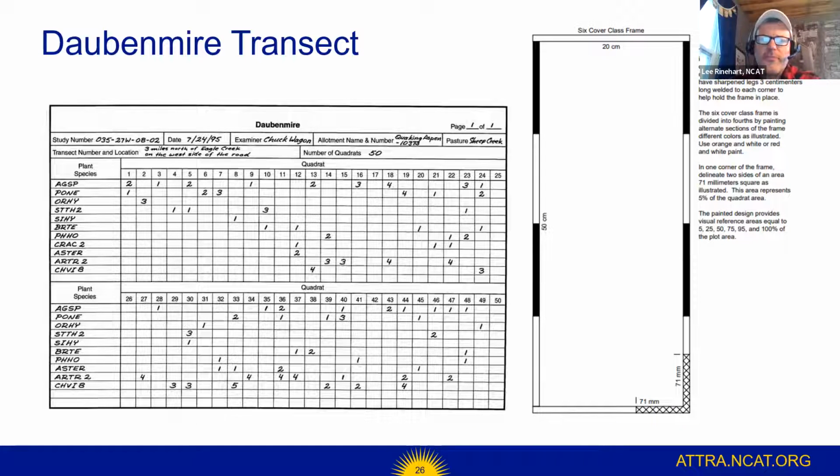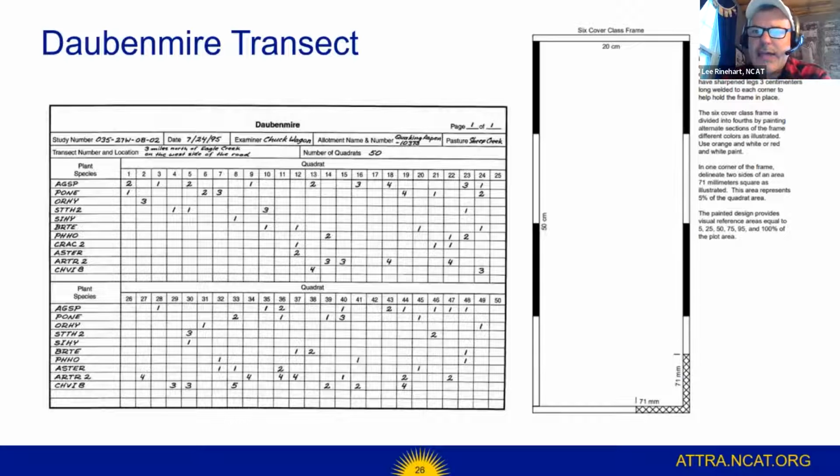So this Daubenmire transect is really great for doing canopy cover and species composition and frequency, like how often the plants show up. These are really good things to know whenever you can track them. These are taken at systematic points along the tape, and you basically take a vertical reading over the top.